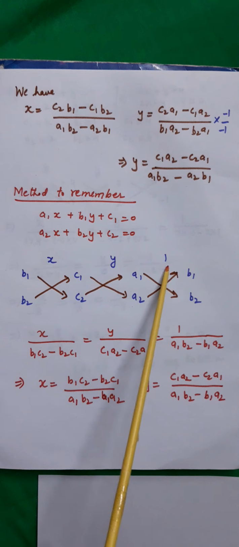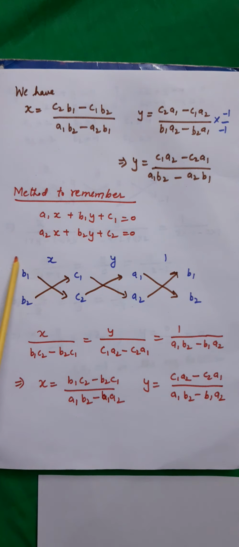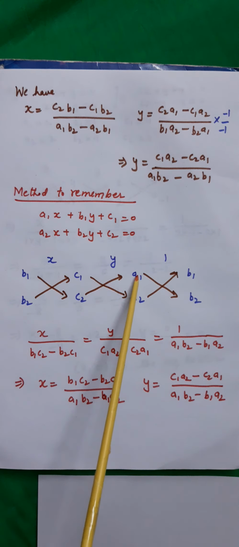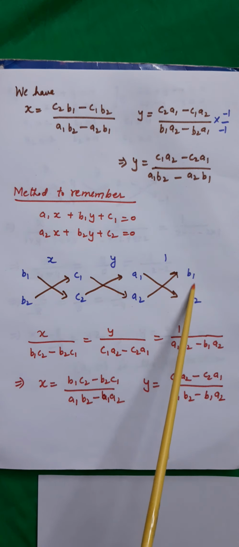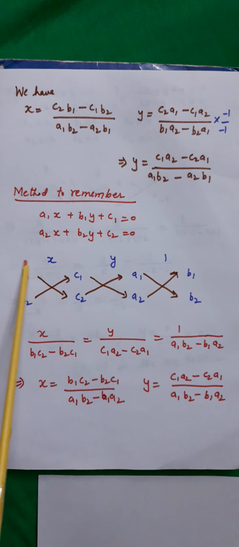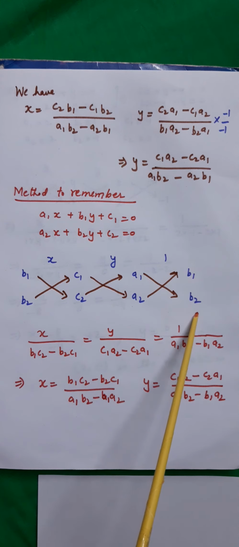x, y and 1. We start with two pillars, b1 b2 and b1 b2. Here we have c1 c2, here a1 a2 and here again b1 b2. I repeat again, b1, c1, a1, b1, like that. B's are forming the pillars. So b1, b2, c1, c2, a1, a2, b1, b2.